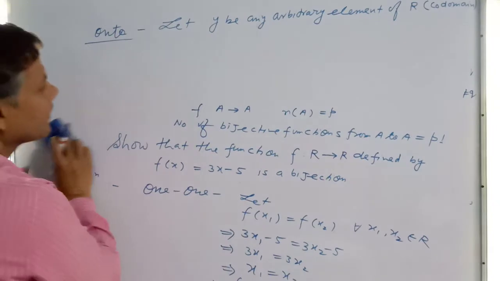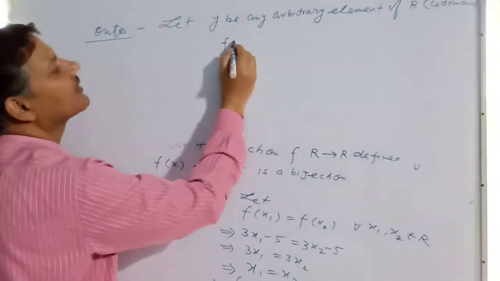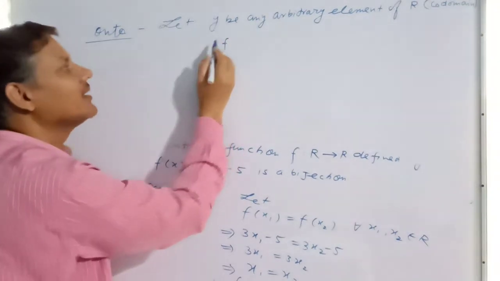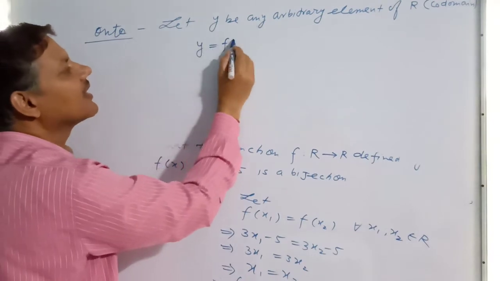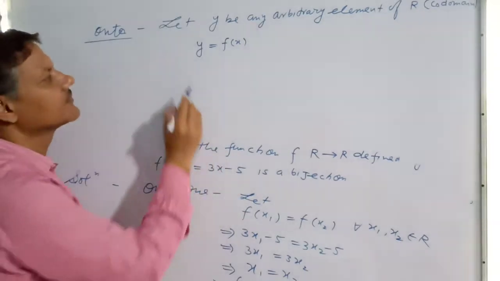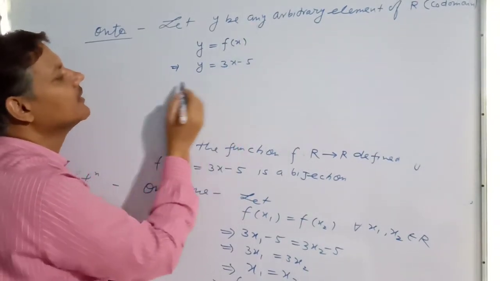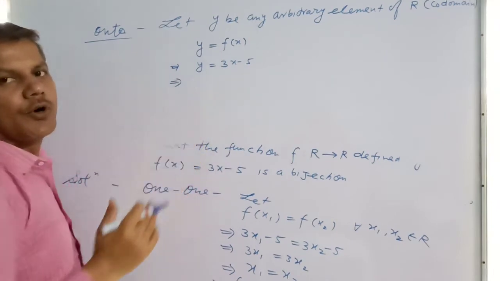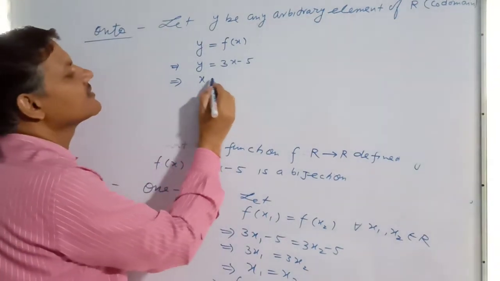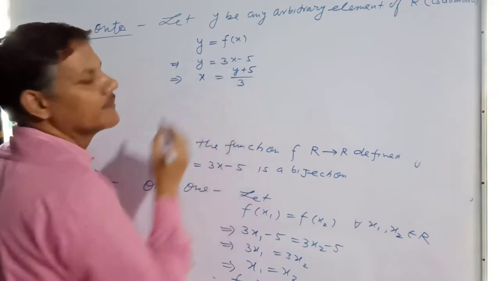So what's the criteria to show it? We start from what? That is, starting from y. And what is y? y is equal to f(x). And f(x) is given as 3x minus 5. So from here we get y is equal to 3x minus 5. And here we are required to solve for x in terms of y. It means we may write x is equal to (y plus 5) divided by 3.